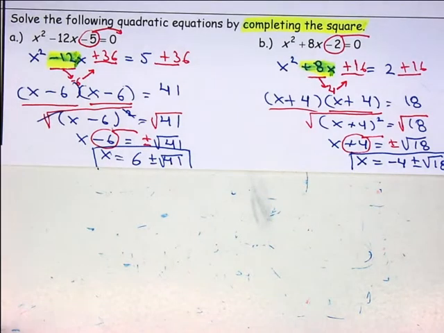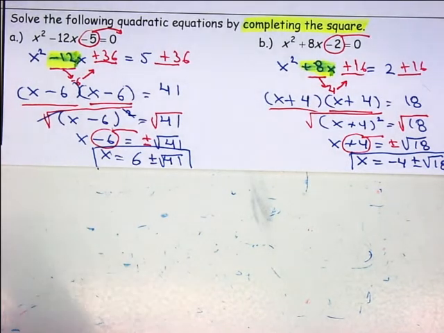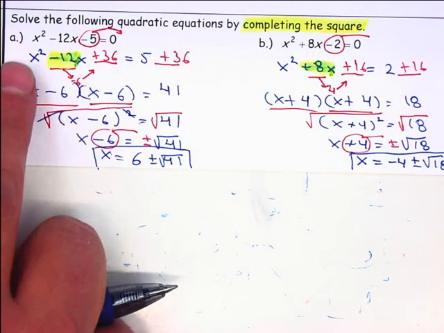Remember, we can factor, use the quadratic formula, and complete the square. You get the same answer. None of these problems can be factored, so we have to complete the square.